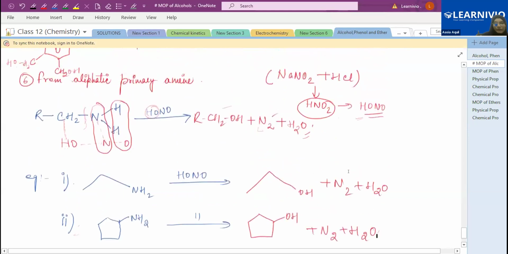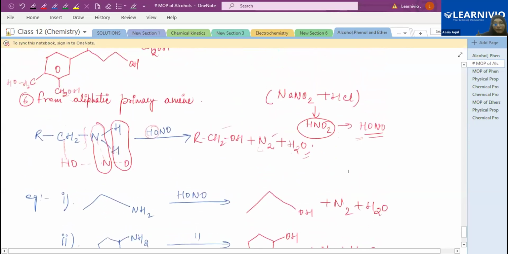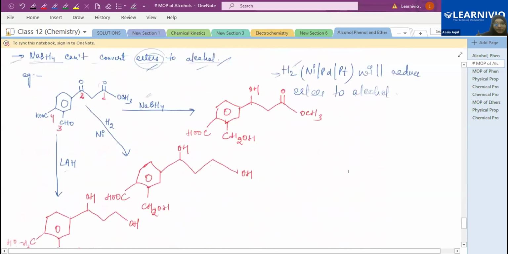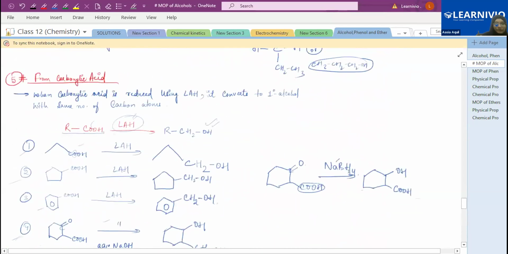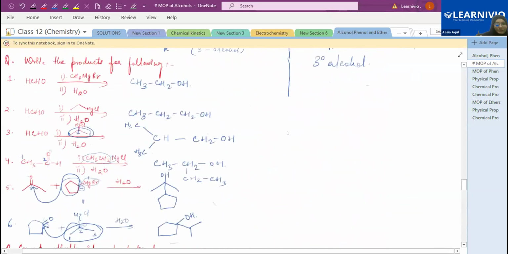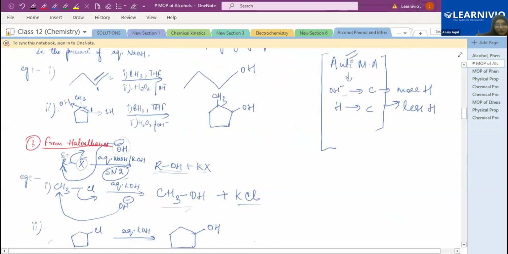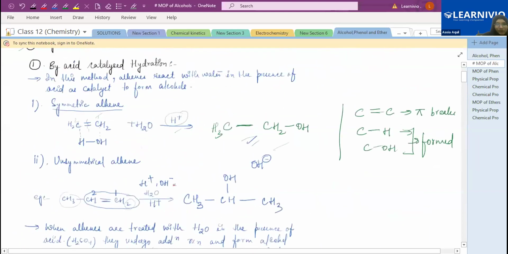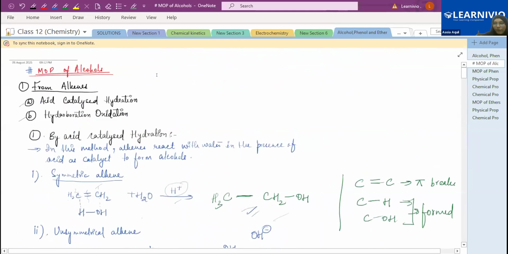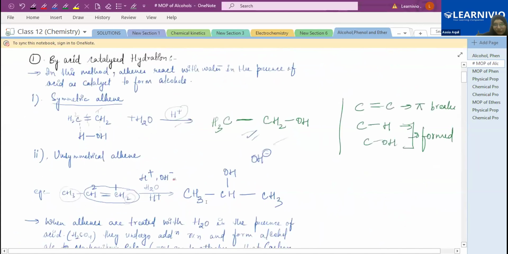Okay. So all the preparatory methods for alcohols. Method of preparation of alcohol. So we have discussed, I think, 6 methods. First method is from the alkenes. And there are 2 methods in alkenes. First one is acid catalyzed hydration. And the second one is hydroboration oxidation.